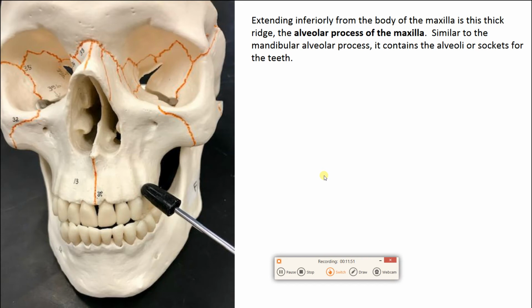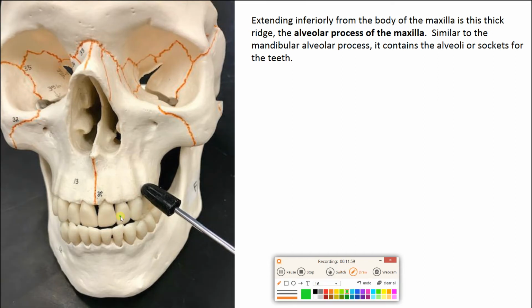Okay, almost done with the maxillary bone here, or the maxilla, whichever one you want to use is fine. Now it has teeth, right? The mandible had teeth. There are sockets for the teeth. The mandible had that sticky out ridge called the alveolar process. So it stands to reason, logically, there is going to be an alveolar process for the two maxillary bones as well. So each maxillary bone is also going to have an alveolar process with its own alveoli or sockets for the teeth.